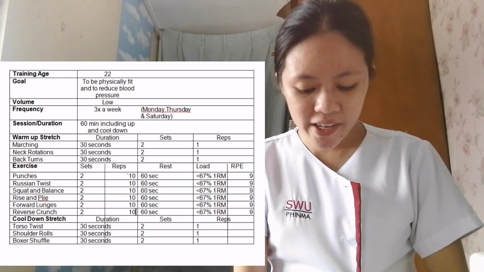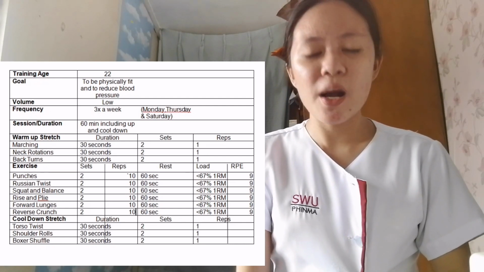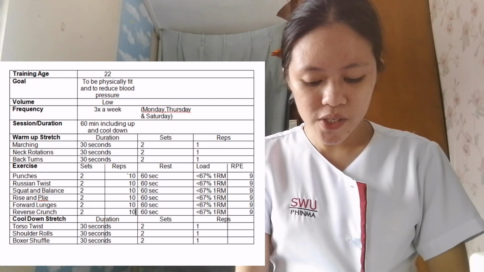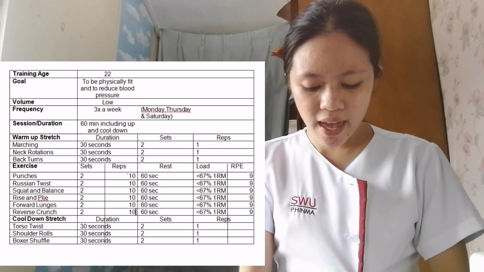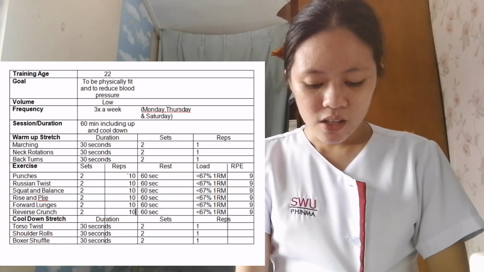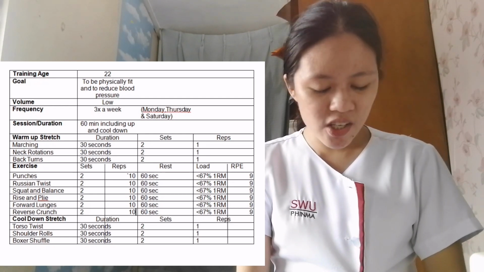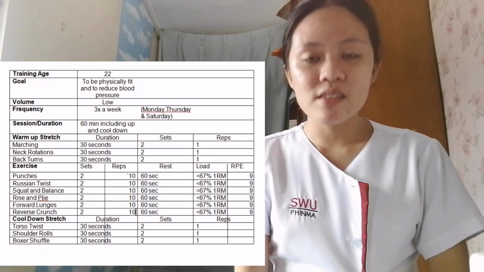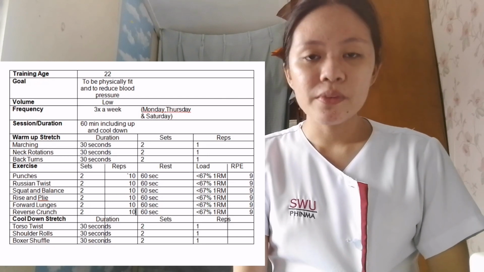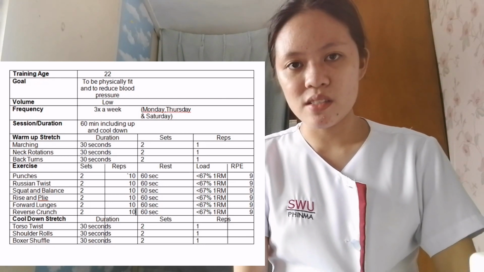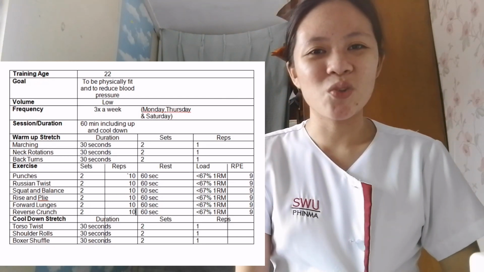So in the cool down stretch, my trainee would perform torso twist, shoulder rolls, and boxer shuffle. The duration of each cool down stretch would be 30 seconds. The sets would be 2, and the repetition is only 1. So it is very, very easy to do.